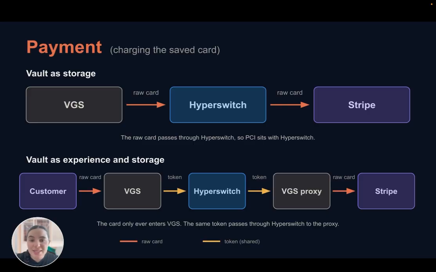So one line decides everything. Does Hyperswitch, the orchestrator, ever touch the card? In Vault as storage, yes, when the card is saved and again when it is charged, which keeps PCI scope on Hyperswitch. In Vault as experience and storage, no, which is what lets a self-hosted Hyperswitch stay out of PCI scope. A SaaS merchant may not care. A self-hosting merchant usually cares a lot.